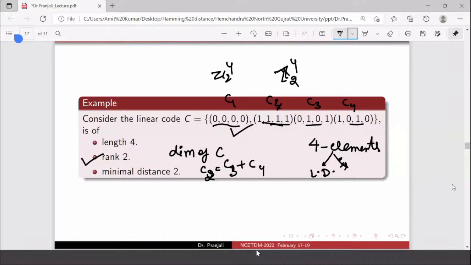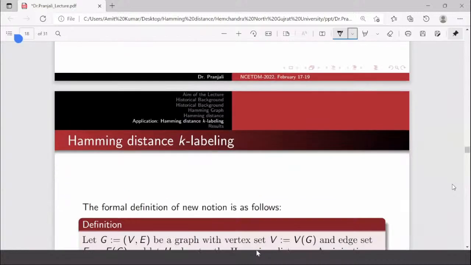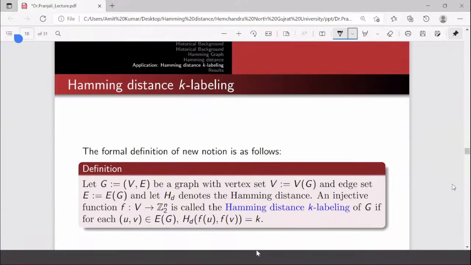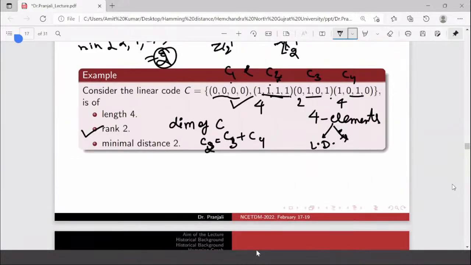Now the minimal distance. From this vector to this vector, look at the distance. This is 4. From here to here, the distance is 2. From here to here again, it is 4. And from here to here, it is 2. So the distances are 2, 4, 2, 4, and the minimum is 2. Okay.